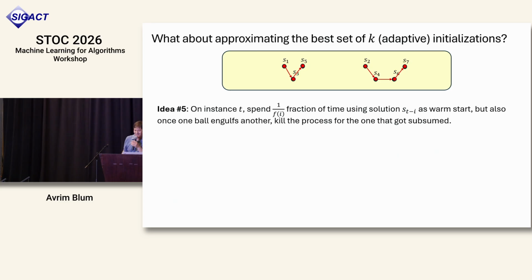Okay, idea number 5. Let's do the same thing, but here's one thing. These balls are growing at different rates. The more recent ones are growing faster. The older ones are growing slower. When a fast-growing ball eats up a slow-growing ball, you can kill that slow-growing ball. It's not doing anything for you anymore. The faster-growing ball contains it. The slow-growing ball is useless. Kill that one, renumber things, reallocate your time. That turns out to work. So that's enough to then give you this polynomial in K approximation or competitive ratio.